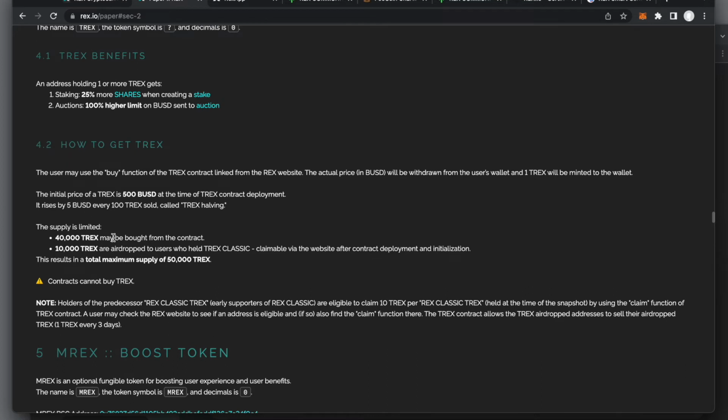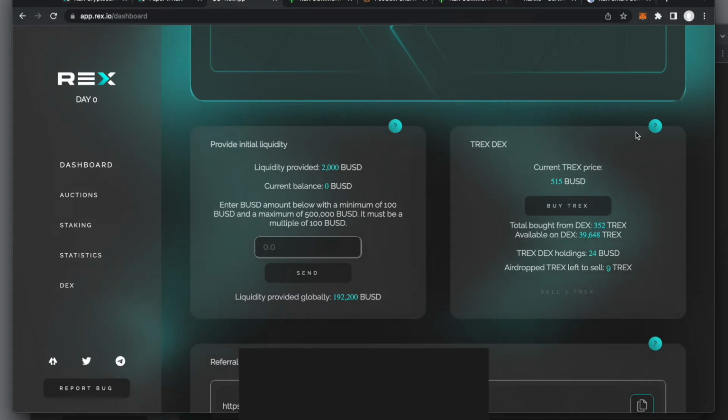Okay, so how to get TREX? Where were we? We were on this: the initial price of a TREX is 500 BUSD at the time of the TREX contract deployment. The price rises by 5 BUSD for every 100 TREX that the contract sells. The contract is this that I showed you, where you interact with the TREX staking DEX. So clearly more than 300 TREX have been sold so far by the contract, because the price is now at 515, where it started at 500.